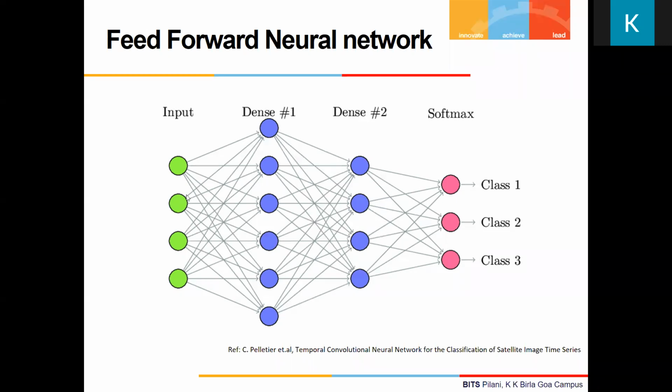If there is only an input layer, one hidden layer, and one output layer, we won't call it a deep neural network. We will simply call it a neural net. If there are more than two hidden layers, we can call it a deep neural net.